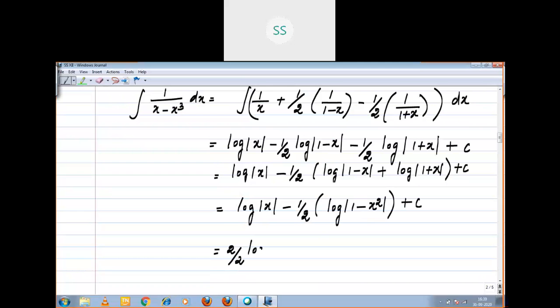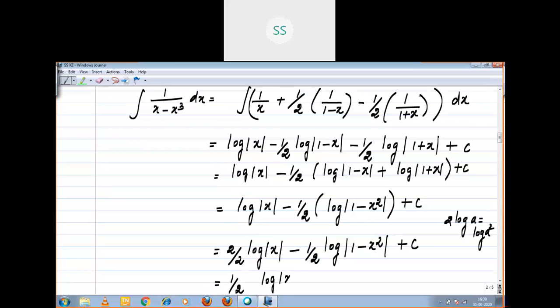Whether you understood, children? Log A plus log B can be written as log AB. 1 minus x into 1 plus x can be written as 1 minus x square. See, I am going to multiply both numerator and denominator by 2. I am going to do some small adjustment for that purpose. Multiply and divide, 2 by 2 into log of mod x. The lengthy format I am going to modify in terms of simplest. For that purpose, I multiply and divide the first term by 2. 1 minus x square plus c.